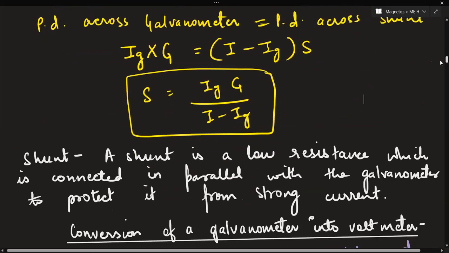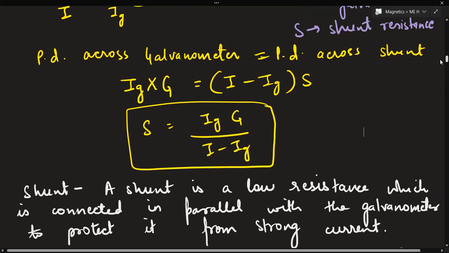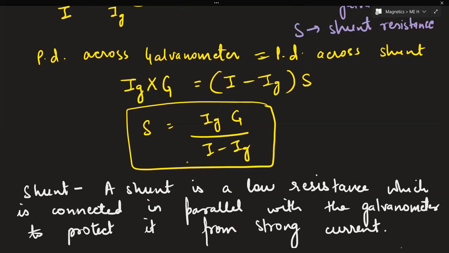Now, shunt is what? A shunt is a low resistance which is connected in parallel. This I was telling you. Shunt is a low resistance connected in parallel. These two things you have to remember because this is the only point that makes the conversion of galvanometer into voltmeter different from conversion of galvanometer into ammeter.